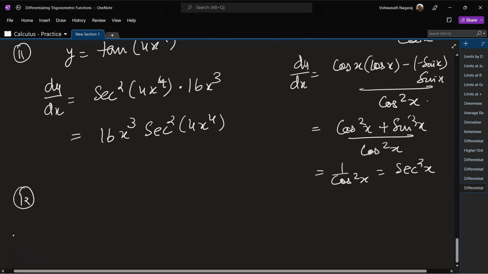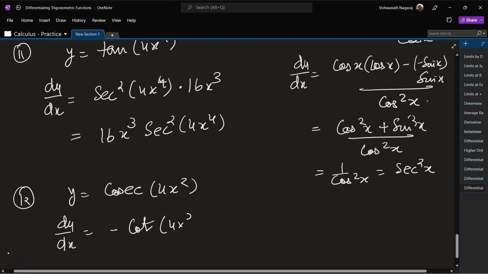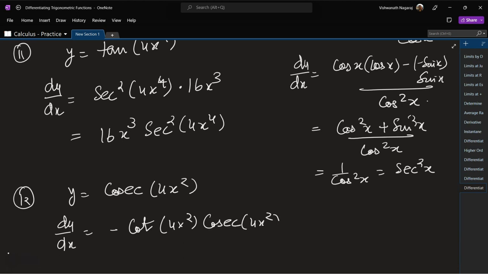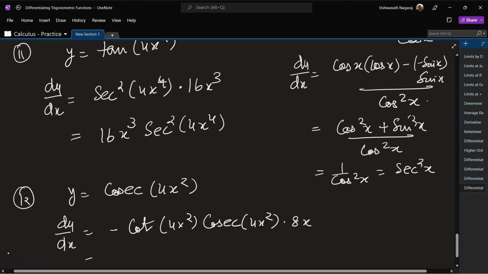So the derivative is 16x cube sec square 4x to 4. Okay, 12th one. Y is equal to cosec 4x square. So dy by dx is equal to, now we already know what is cosec. Cosec is minus cot 4x square and cosec 4x square times 8x. So which gives us minus 8x cot of 4x square and cosec of 4x square.